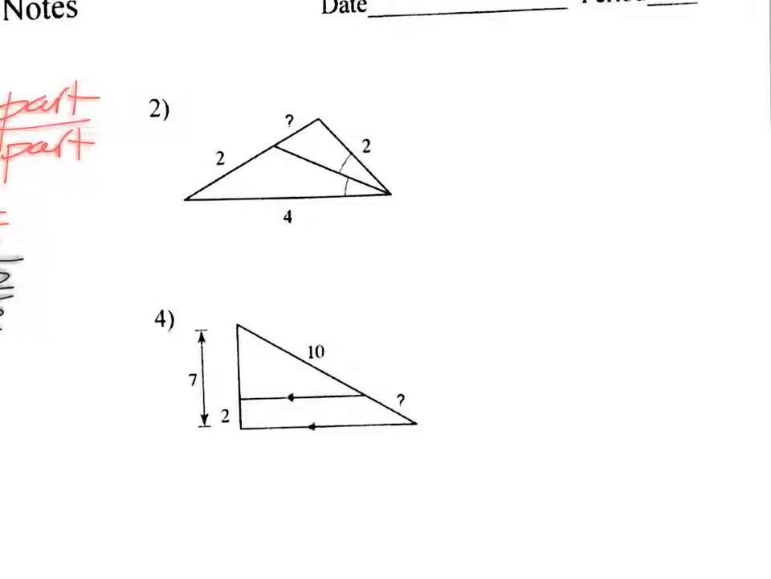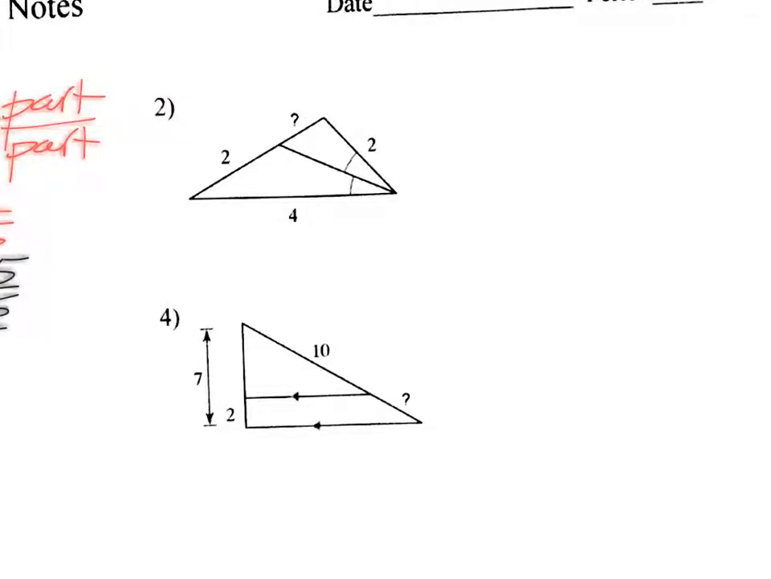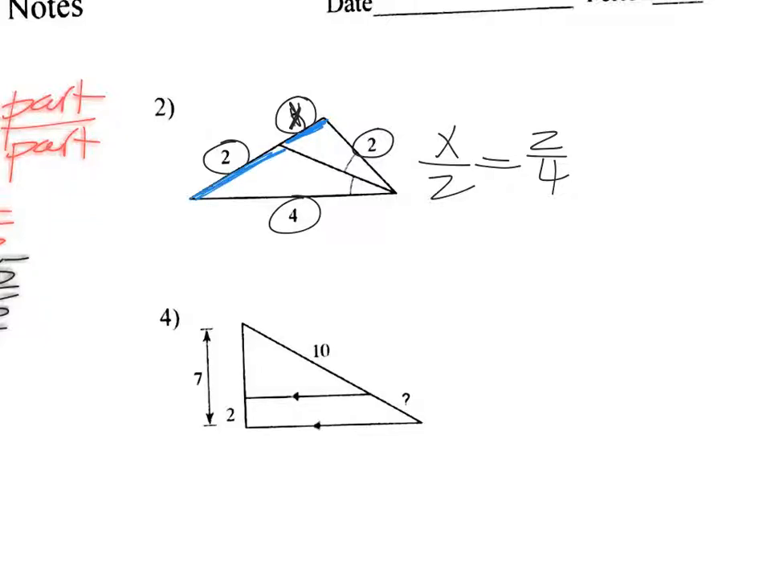Okay, so again, same sort of thing. Part to part has to equal part to part. So again, I'm going to call this X right here. Okay, now X goes with the 2, and the 2 goes with the 4. Now again, X was on the top. The side that it's with is that 2, so it's got to go on the bottom, or on the top in the second one. Sorry about that.